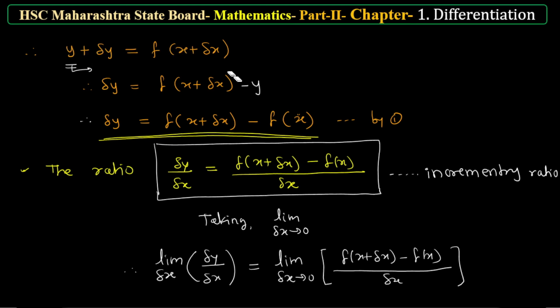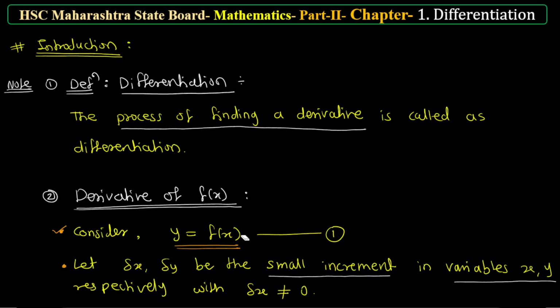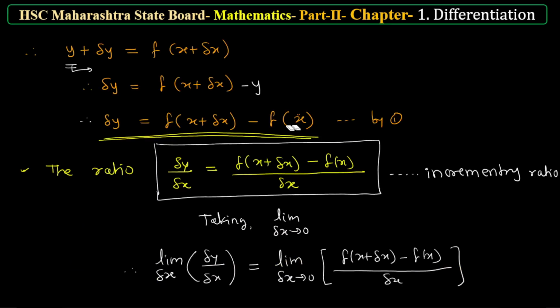Suppose here take this y in right hand side, here plus convert into minus, then delta y is equal to f of x plus delta x minus f of x from equation 1. Here we know that y is equal to f of x, means here put y is equal to f of x. Now this is the value of delta y. The ratio of delta y upon delta x is called as the incrementary ratio. Now this ratio is called as the incrementary ratio, but here delta y is nothing but f of x plus delta x minus f of x divided by here delta x as it is. This is called as the incrementary ratio.